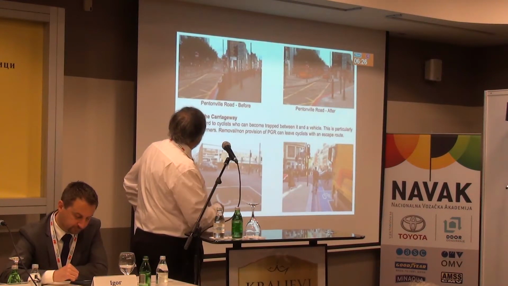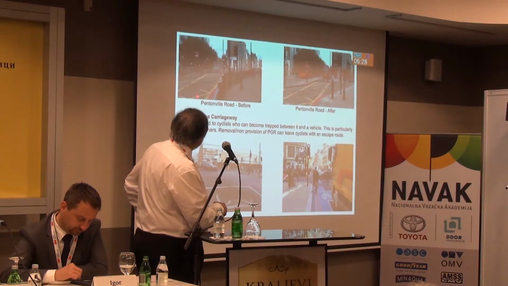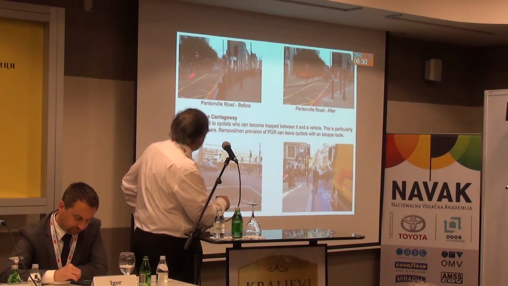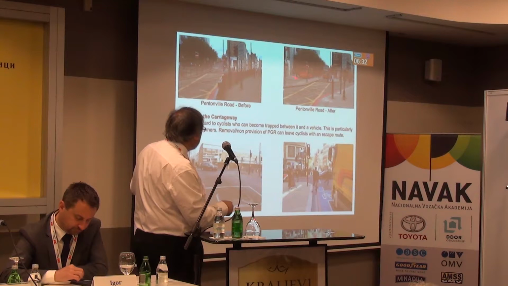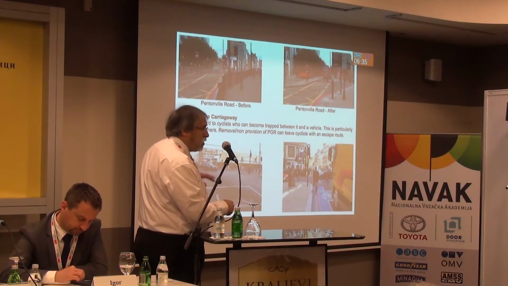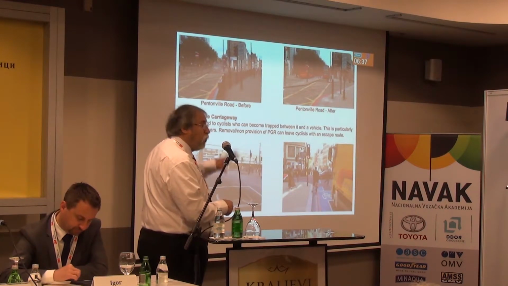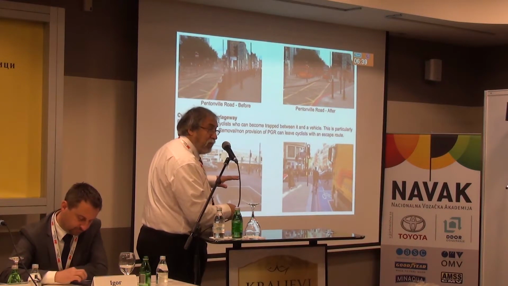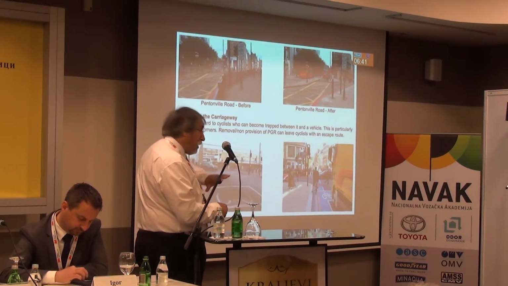Next one. This is Pentonville Road in London. Lots of fences everywhere, very ugly. And again, we began to say, well, take the fences away. And if the cars are prevented from traveling as fast, well, that's okay. Cars shouldn't be traveling so fast. Let's take the fences away and make it easier.